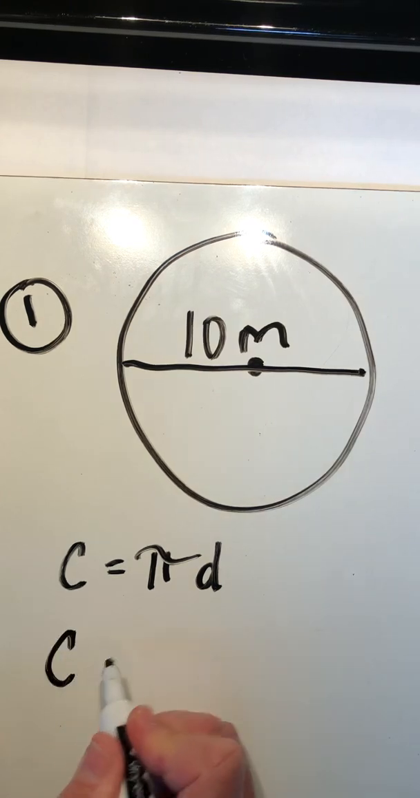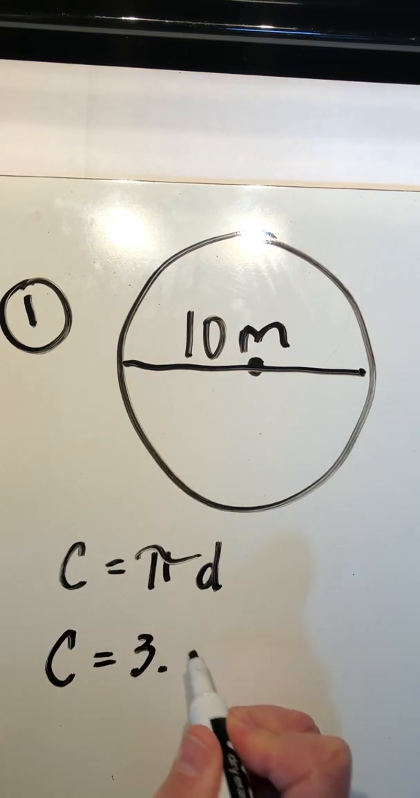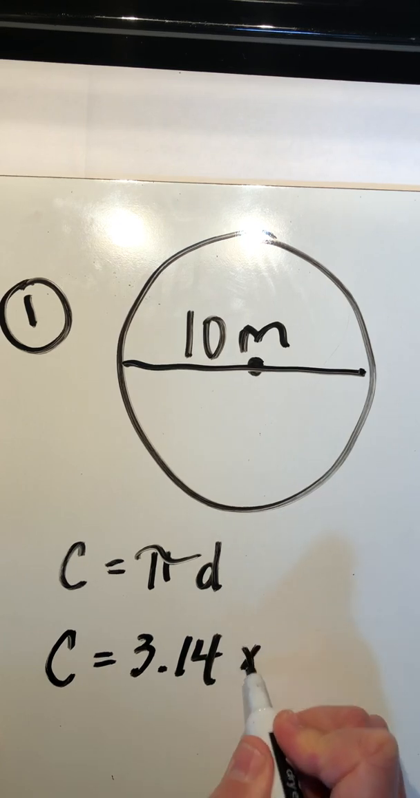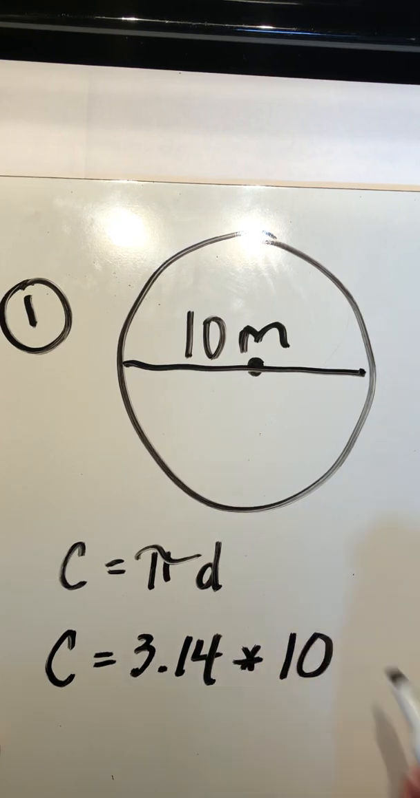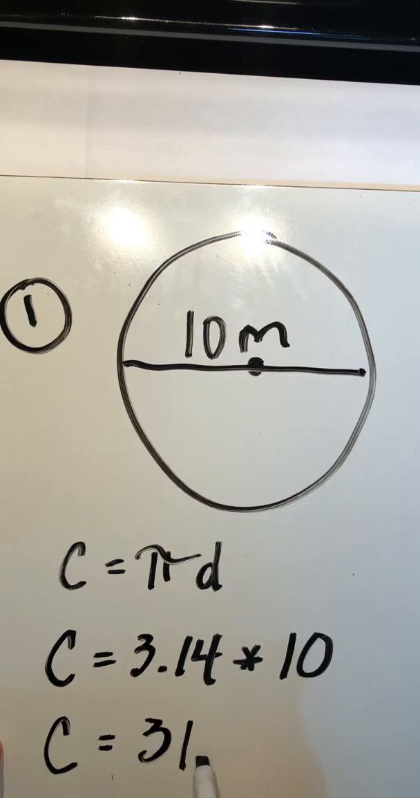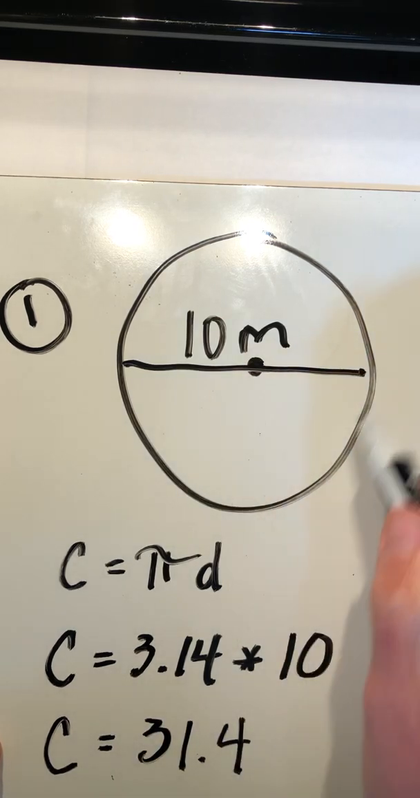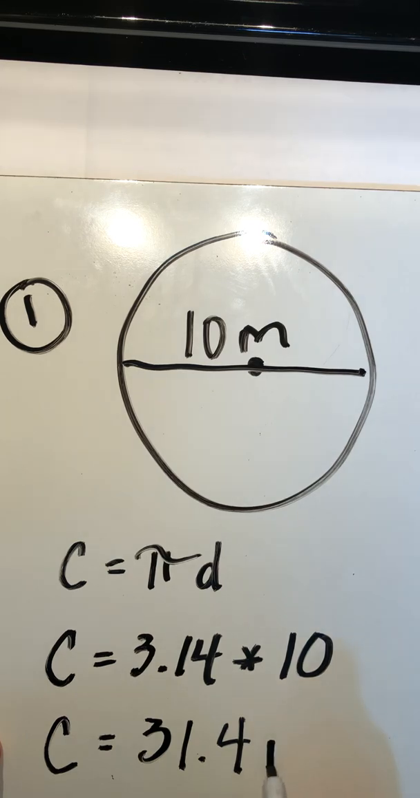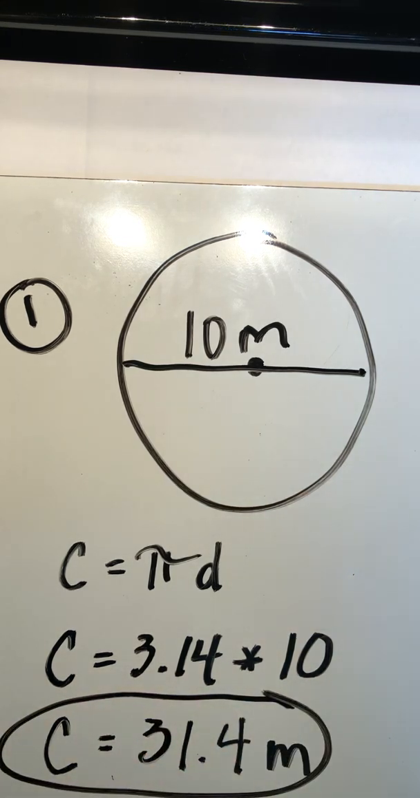So C will be equal to 3.14 times D, which is 10, and 3.14 times 10 is 31.4. And since we're talking about a distance, it's simply meters. 31.4 meters. Let me circle that. All right, we just found the circumference of a circle.